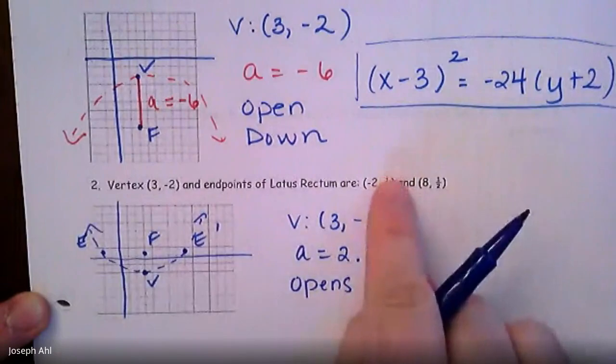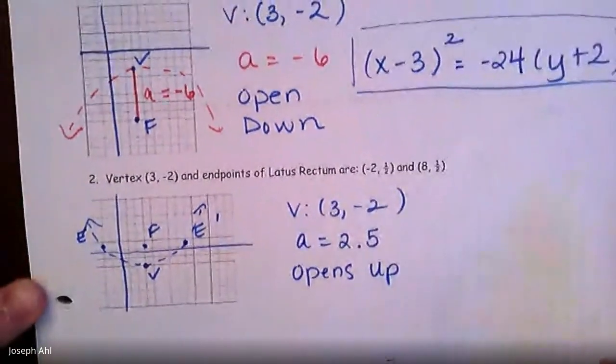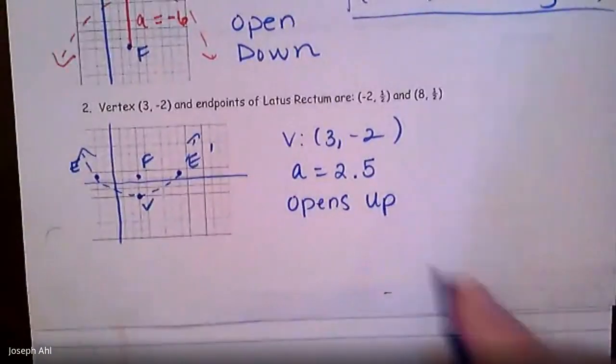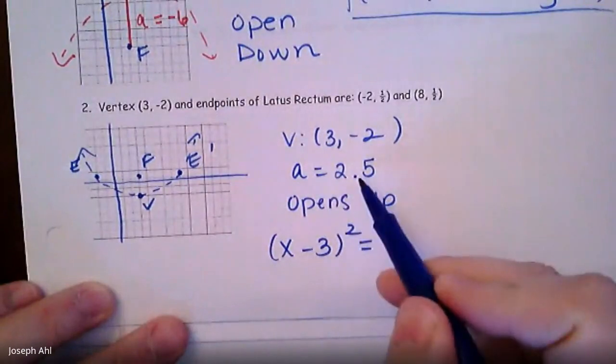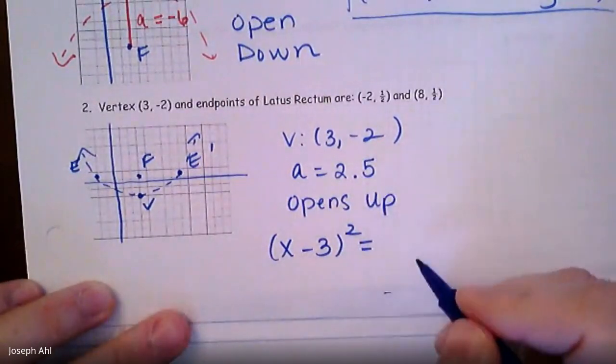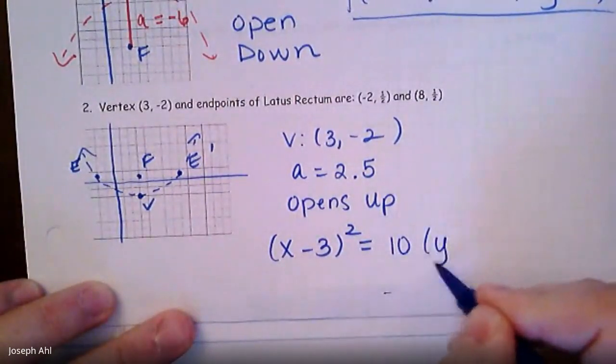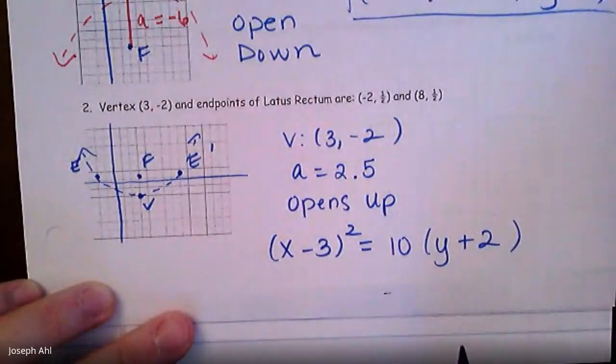So if we have a vertex, this value of A, and it opens up, we have enough info to say that the equation is x minus 3 squared equals 4 times A, which is the value 10, times y plus 2.